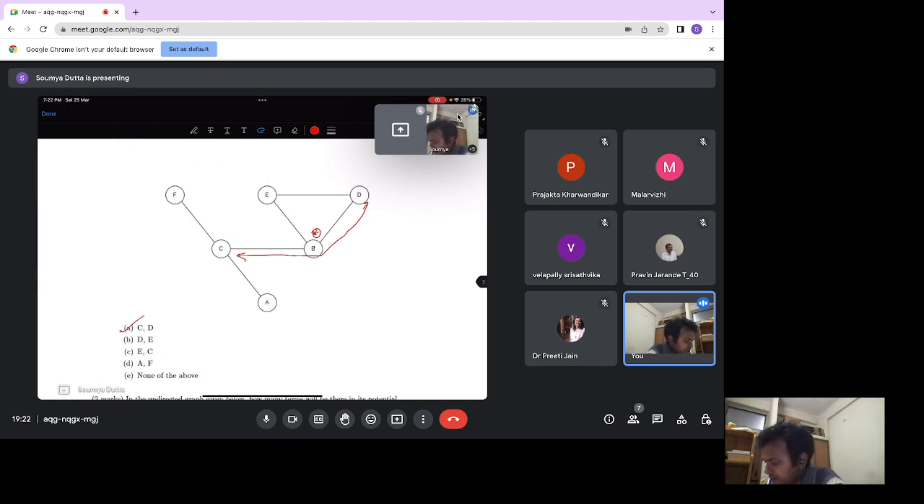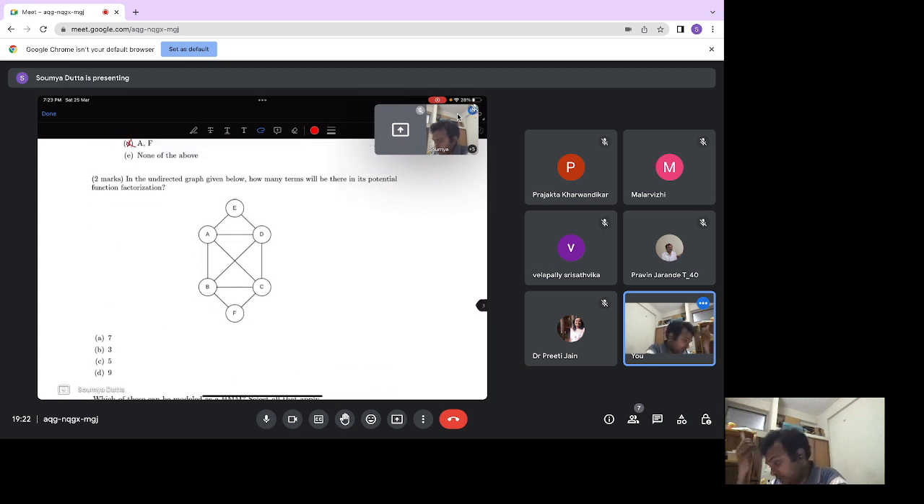D and E are again connected directly, so D and E cannot be the correct option. E and C only pass through B, and therefore E and C is also another correct option. A and F have no B in between, so A and F cannot be the correct option. So C and D, and E and C, are the correct options. Okay.